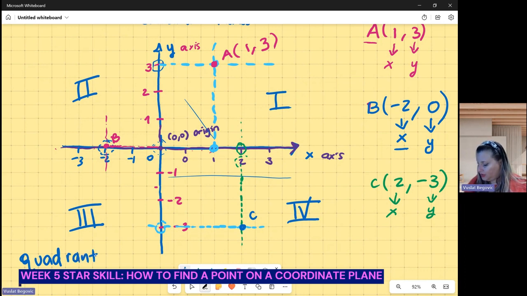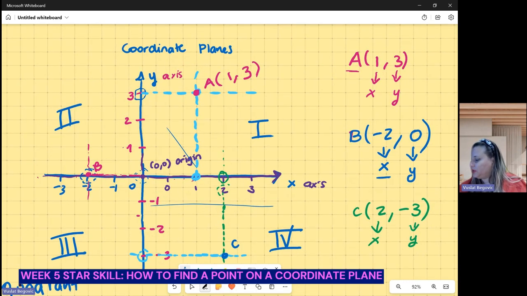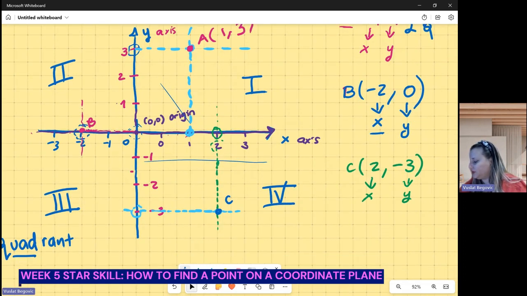Okay, quadrants. So I'm looking at it. If I want to talk about point A here, I see point A is in the first quadrant. Okay, and then B is between the second and third quadrant. It's in between them. Okay, and then C is in the fourth quadrant.